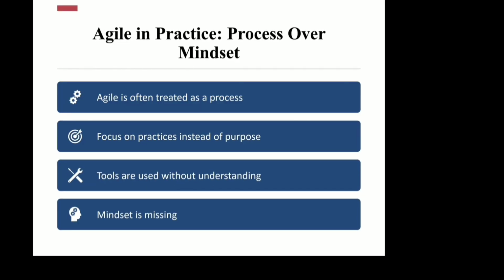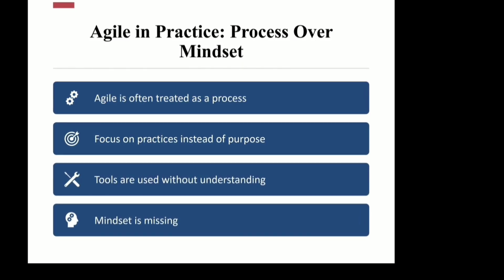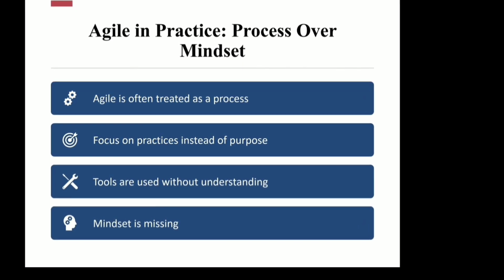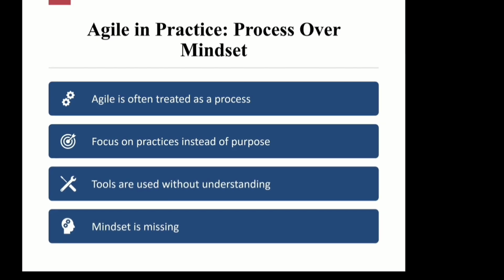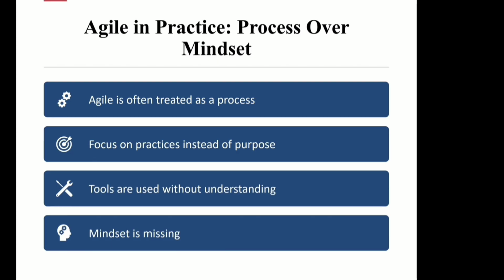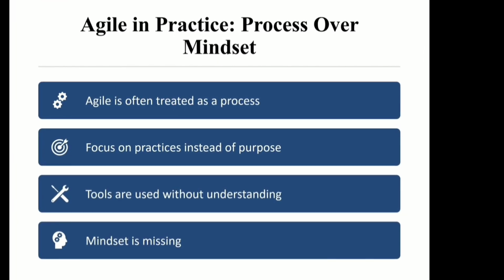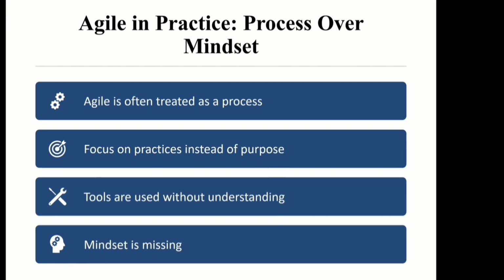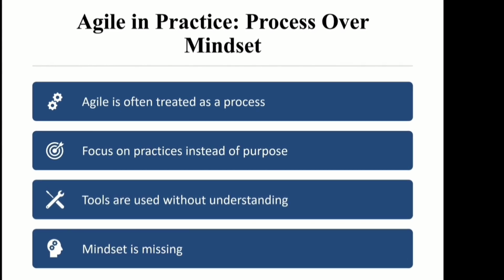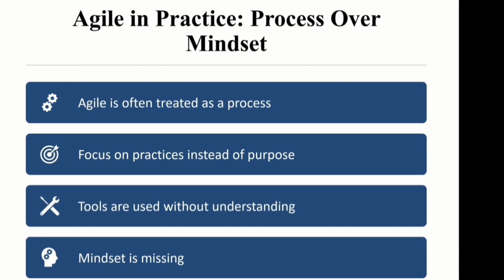Now, let us see Agile in practice, that is, process over mindset. One major issue is that Agile becomes more about following processes than adopting the right mindset. Teams may focus on completing tasks, attending meetings, or using tools, rather than understanding the purpose behind them. This shifts the focus away from delivering value and adapting to change, which are core principles of Agile.